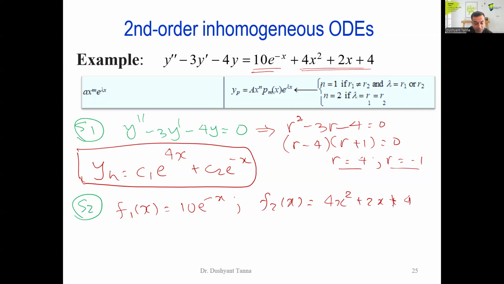Right. Now, my R1 and R2, I call it R1 and R2. We have to have this condition: R1 and R2 are different? Yes. What is your lambda? We are talking about 10 e raised to minus x. So lambda is minus 1. Lambda is the same as R1, so we are meeting this condition. Lambda is not same as R2. So it's not equivalent to both of them. It's similar to one of them. So your n has to be 1. And that gives you your n is 1. Okay. And F2 is just the polynomial function, right?